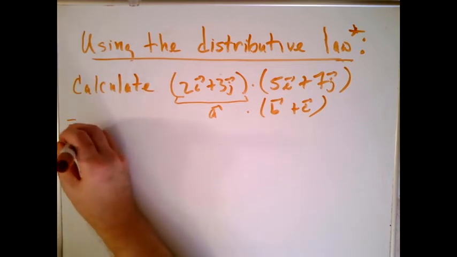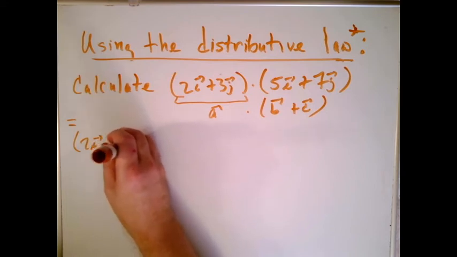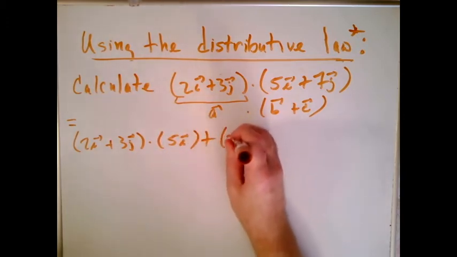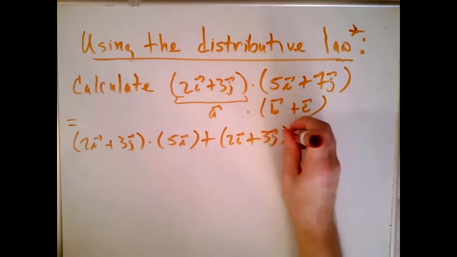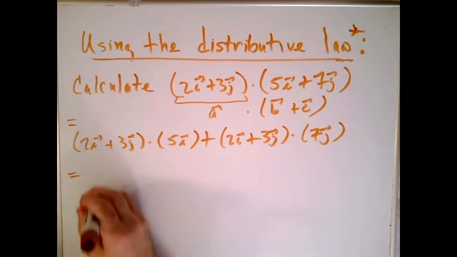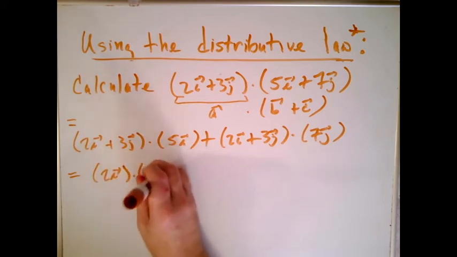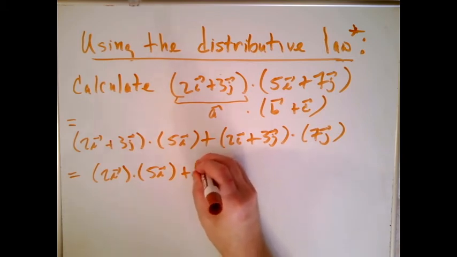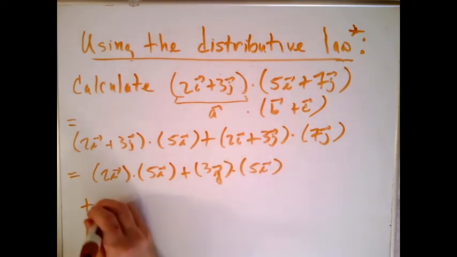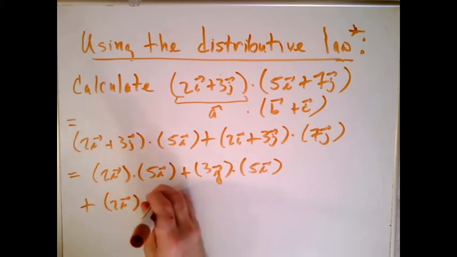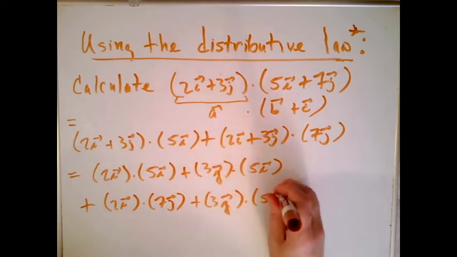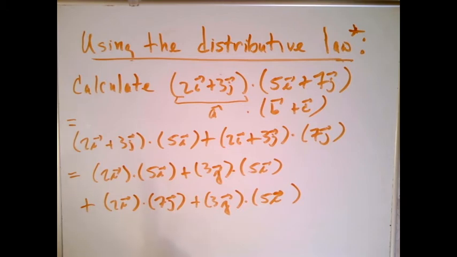Well, I'm going to just distribute. So I'm going to get 2i plus 3j dot 5i plus 2i plus 3j dot, and that's not multiplying anymore, that's dot product, 7j. And if we have a dot product distributive law, we could keep going. So I'm going to get something like 2i dot 5i plus 3j dot 5i, and see over here, plus 2i dot 7j plus 3j dot 7j. So actually I think we've successfully at least dotted them all.